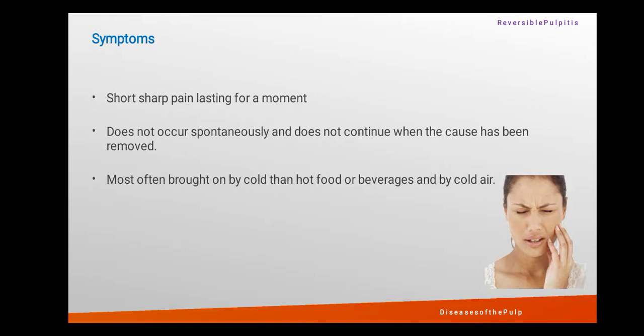Symptoms of reversible pulpitis: there is a short, sharp pain lasting for a moment. The moment you remove the stimulus, the pain goes off. It is a momentary pain. As all of you know, the only sensation felt by the tooth is pain. It does not occur spontaneously. It needs a stimulus, most often cold, then hot food or beverages.